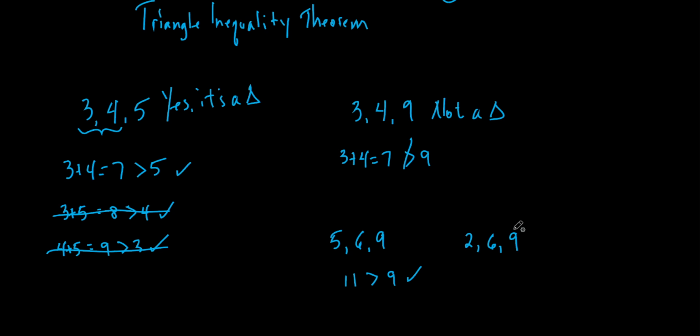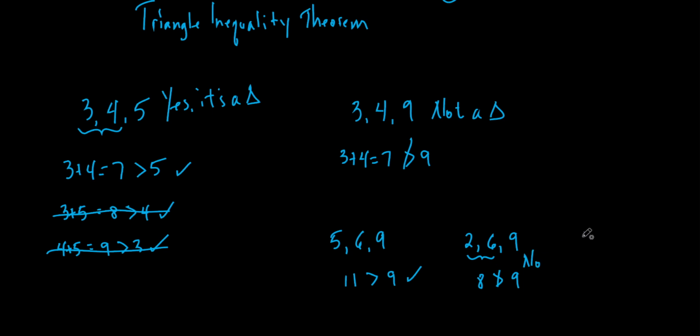What about sides 2, 6, and 9? Is that a triangle? Why not? 2 and 6. Let's just do it in our head. What's 2 plus 6? Okay, these two right here. 2 plus 6 is 8. Is 8 greater than 9? No, it's not. So 8 is not bigger than 9. So, is this a triangle? No, it's not a triangle.